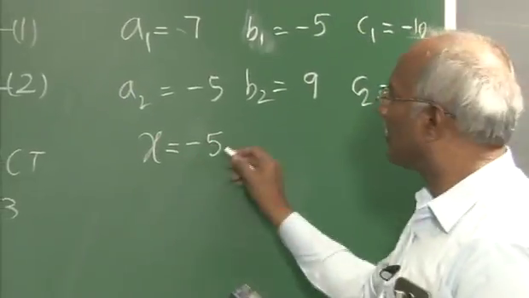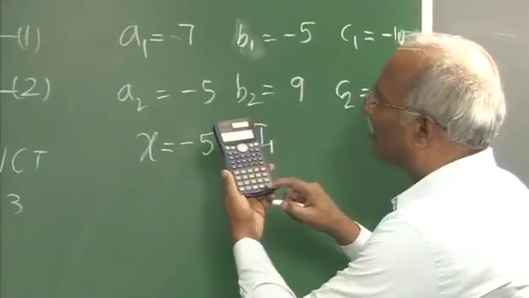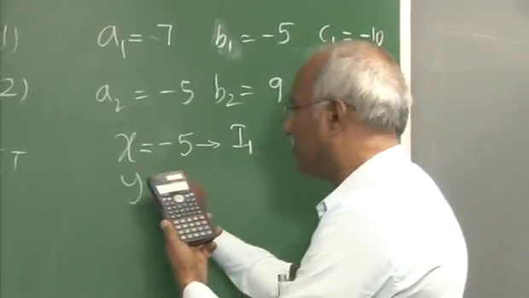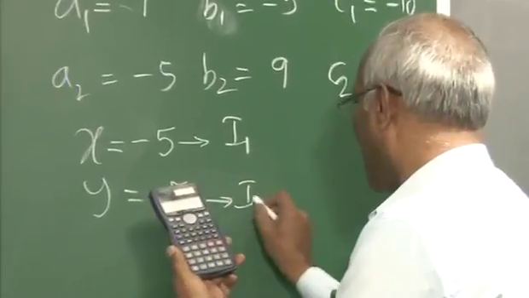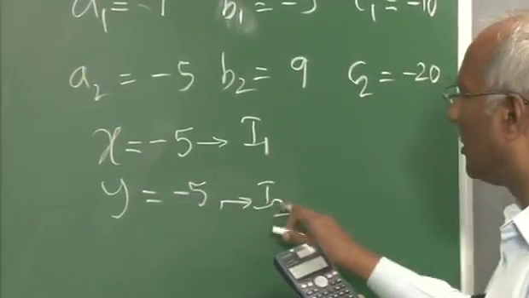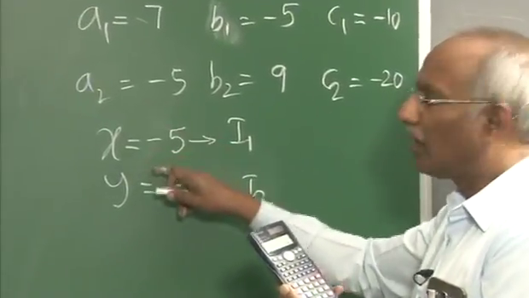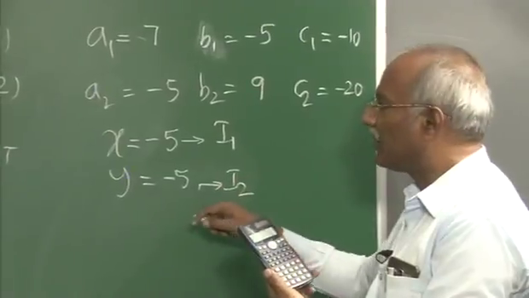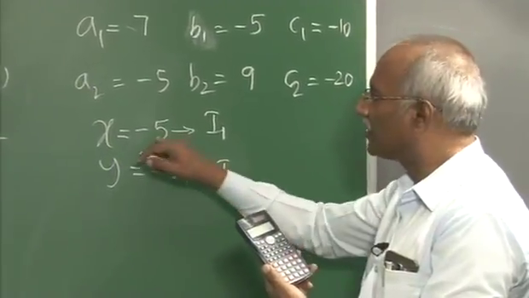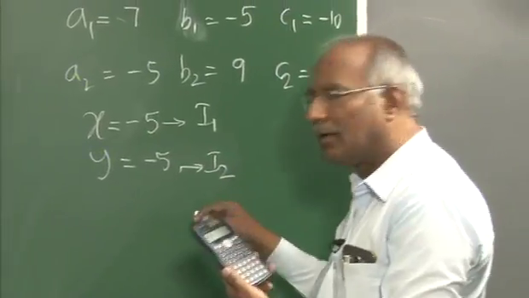Here X is nothing but I1. Again pressing equal to will lead to Y is equal to minus 5, and that is nothing but I2. Incidentally, here I1 and I2 are of the same value, but anyhow, by adopting this method, using the calculator, it is possible to get the solution of the simultaneous equations very easily.